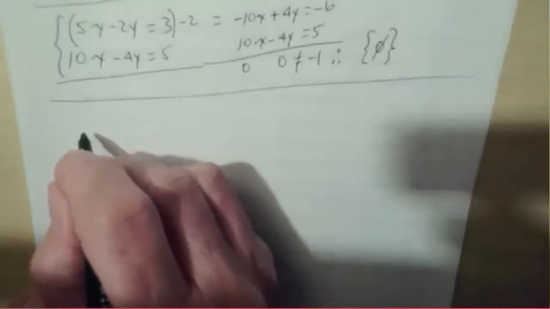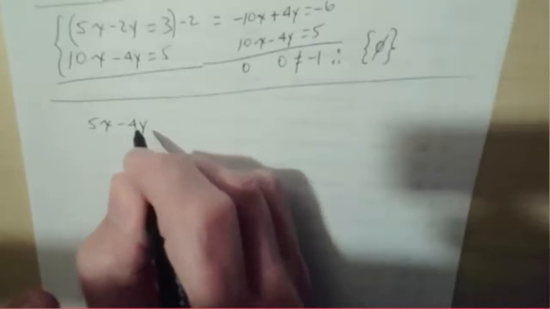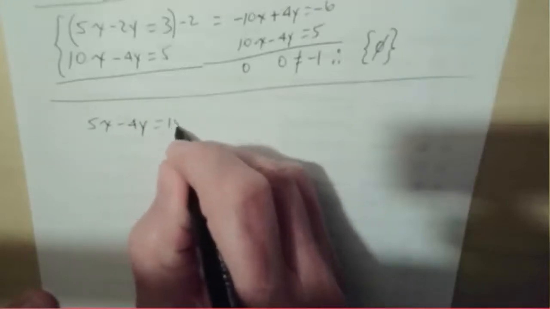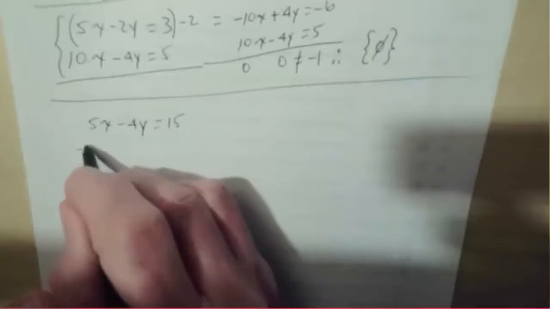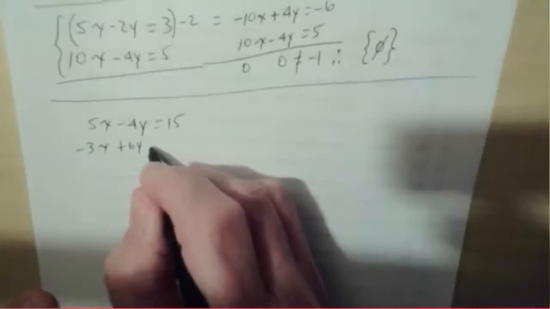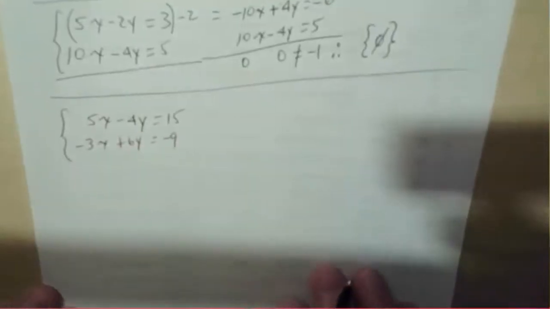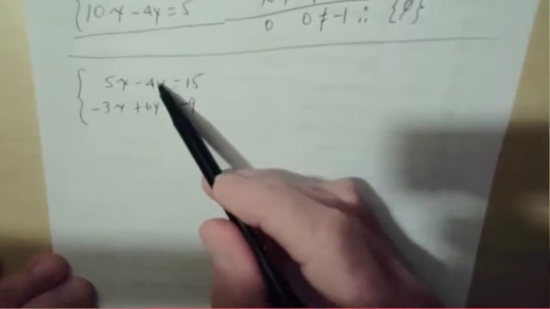Now what if we have this? 5x minus 4y equals 15, and negative 3x plus 6y equals negative 9. System of equations. Okay, none of the coefficients are factors of each other. So we're going to have to change both of these. But if you look, this one's negative and this one's positive.